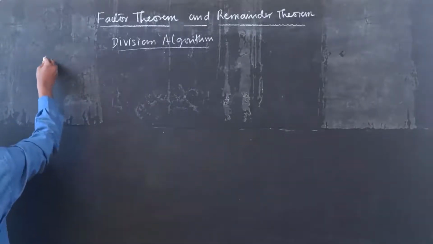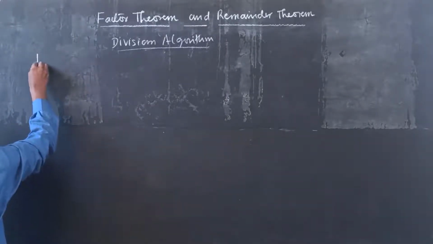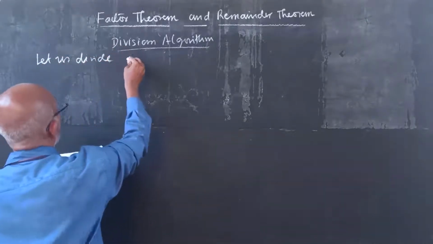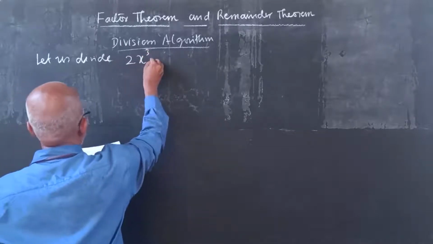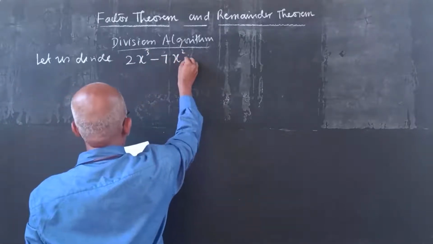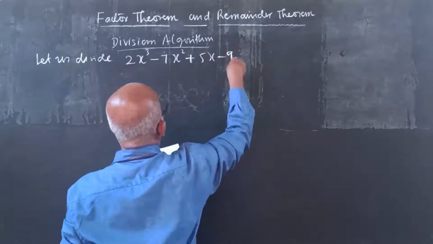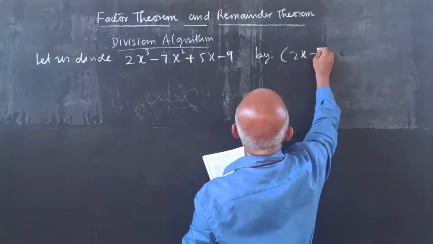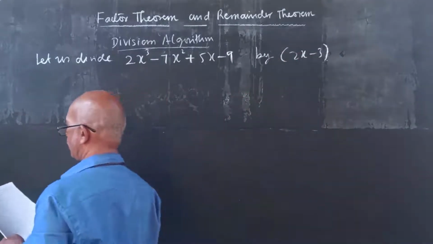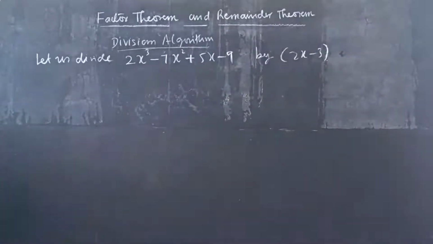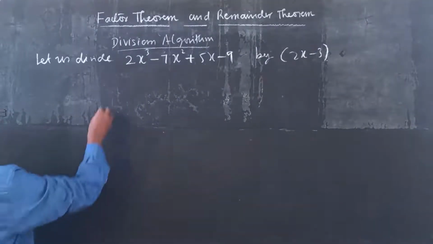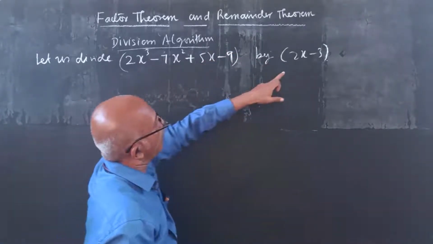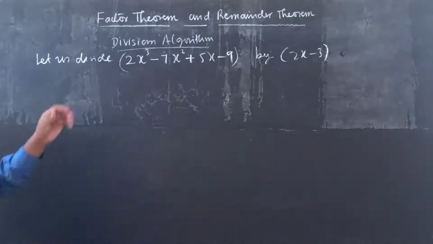Let us divide 2x cube minus 7x square plus 5x minus 9 by 2x minus 3. This is my problem. Now, this is a polynomial and this is also a polynomial. This is a binomial, and this is a polynomial, a multinomial.